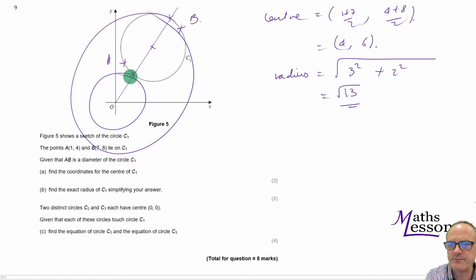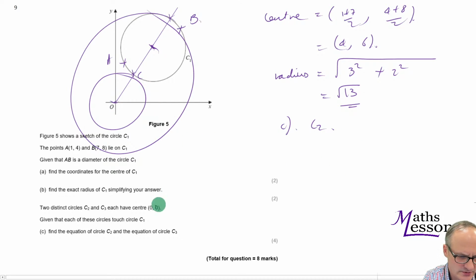So therefore, the distance from O to this point here, we can find that distance by finding this distance and then taking away this radius. And we know this one's center is going to be at 0, 0. So we're going to find this distance, then take away root 13 from it, and that gives us the radius of this one. And then obviously, once we've got this distance, we add root 13 to get the radius of the big circle. So let's go for C, and we're going to do part C2.